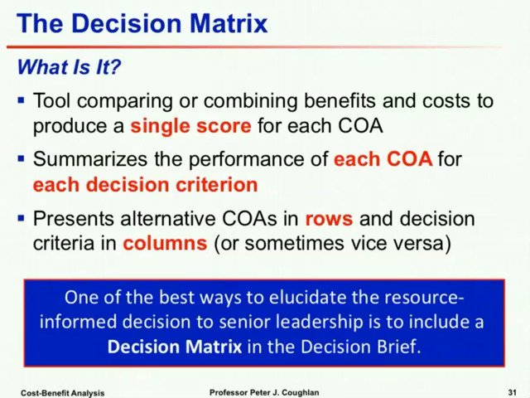Okay, so let's talk about the decision matrix. First of all, what is it? Well, it is a multi-criteria decision-making tool, which basically means it does produce a single score for each course of action, even if you have multiple benefits and costs, some of them in dollars, some of them in different measurements, or some of them not really quantified at all in the normal sense. We'll talk about how we deal with that. It summarizes the performance of each course of action for each decision criterion. Think of it as a report card, if you will, on each course of action, graded in each decision criterion.